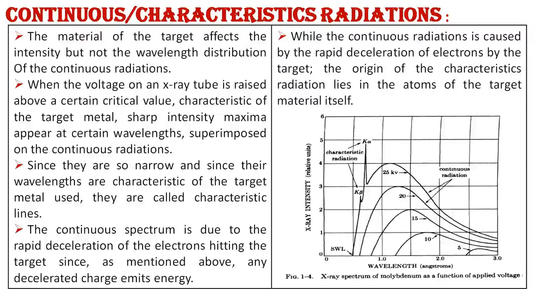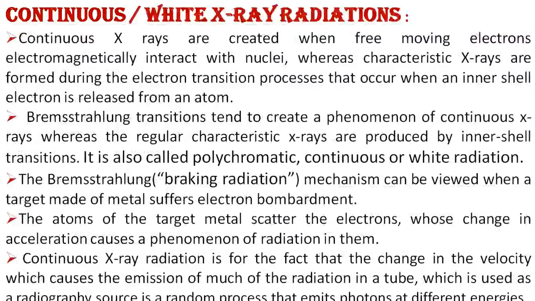So we have K beta and K alpha, which are the characteristic radiation, and another non-linear curve of the X-ray wavelength is the continuous. Continuous is also known as white X-ray radiation. Continuous X-rays are created when free moving electrons electromagnetically interact with nuclei, whereas characteristic X-rays are formed during the electron transition process that occurs when an inner shell electron is released from an atom.